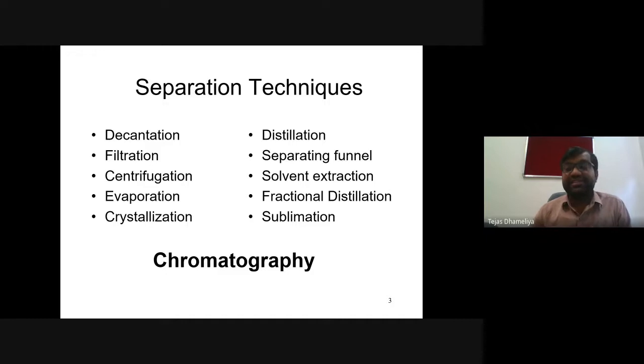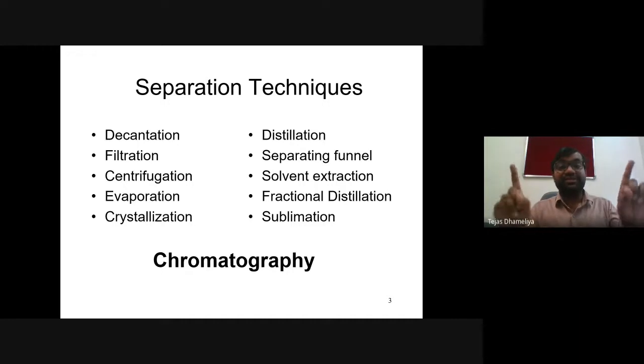Another technique is called sublimation. Sublimation is a technique where we have a solid. Its conversion into liquid form is called melting. So melting is the phenomenon for this. Solid is converted into liquid, that is called melting, but liquid is converted into gas form, that is called evaporation. But if a solid is directly converted into vapor, that is called sublimation.